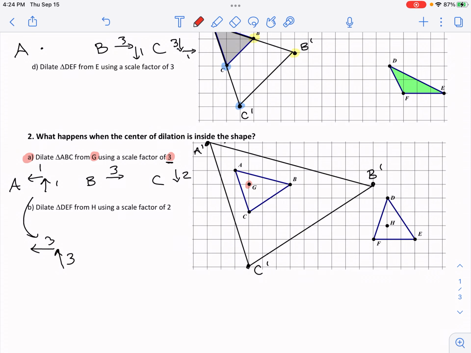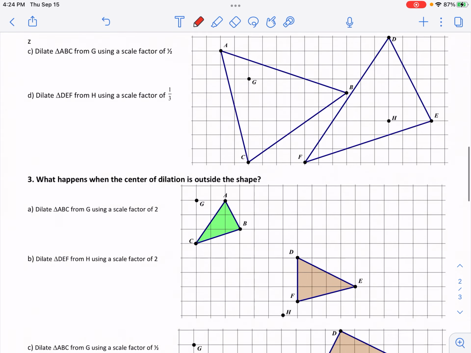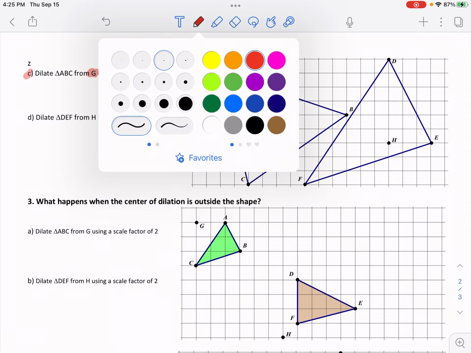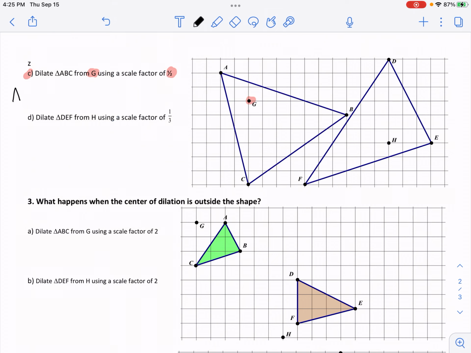Let's go to the back side. So 3 more, we're about halfway. All right, so same idea here for C. We're going to dilate this about point G, but now we no longer have an enlargement, we have a reduction. In this case, since it's 1/2, it means we are dividing by 2. So let's identify the path and then just cut it in half.